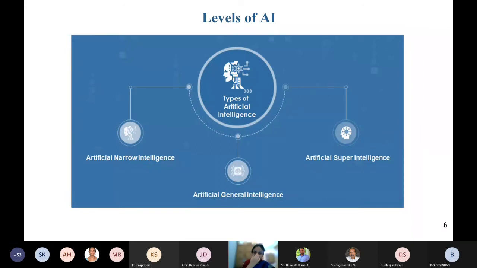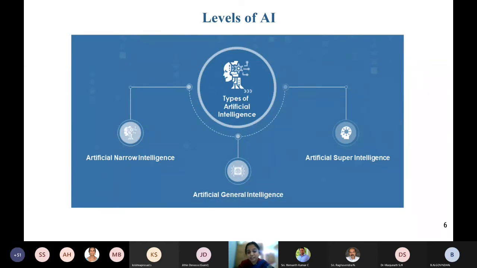So what are the different levels of AI? One is artificial narrow intelligence, then general intelligence, then super intelligence. What do you think we humans are? Believe me, any normal human being is super intelligent when we compare that with the artificially intelligent system that we are trying to realize.